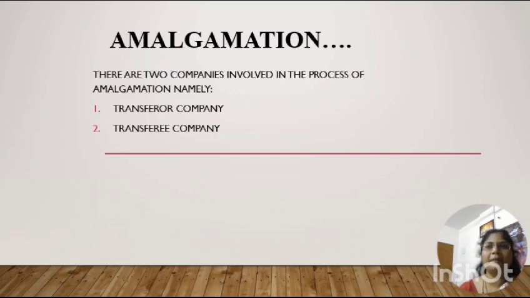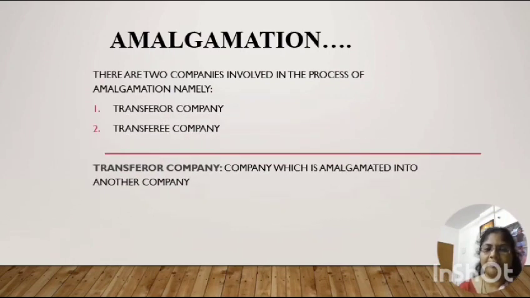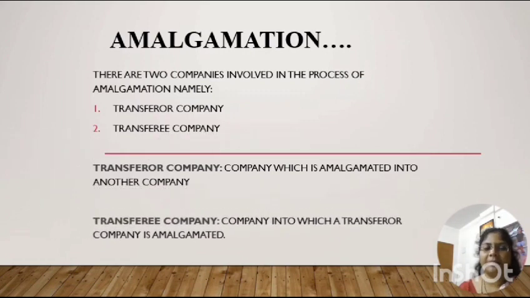And the one new company which is going to be formed is what is known as the transferee company. So here is the definition for that. Transferor company: the company which is amalgamated into another company, which is going to be a new company. So the old company will be treated as the transferor company, and transferee means the company in which the transferor is getting amalgamated. So that is the transferee company.